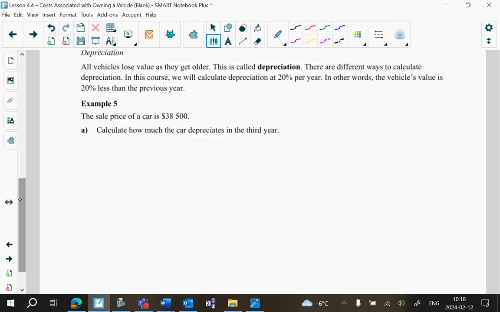So we've got the sale price of a car is $38,500. We want to calculate how much the car depreciates in the third year. So what we do, we've got to sort of keep a running list. So after the first year, to find the depreciation, we take the value of the car, and we said it's going to depreciate 20%, so we're going to multiply it by 20% in decimal form. And we're going to get 7,700. That's how much it depreciates.